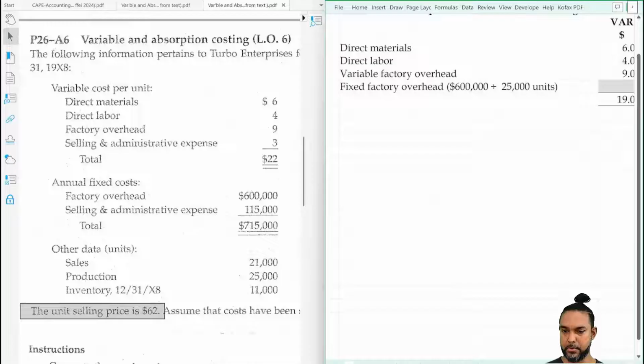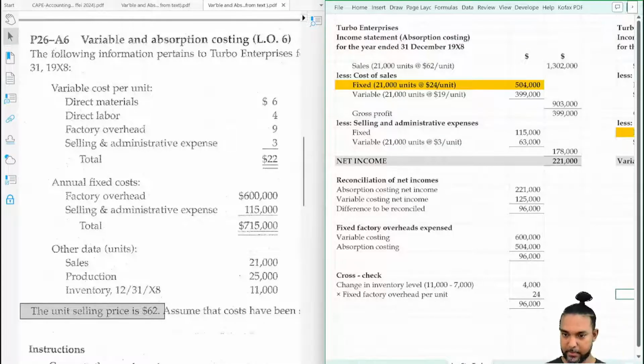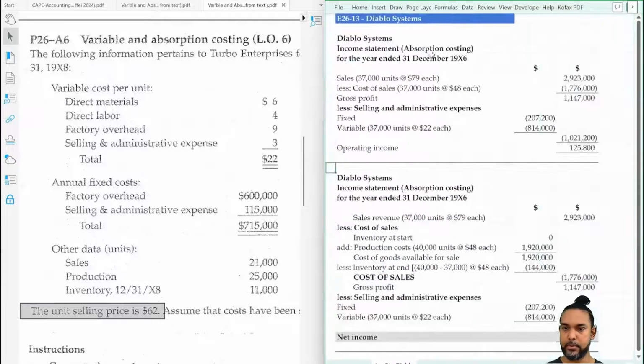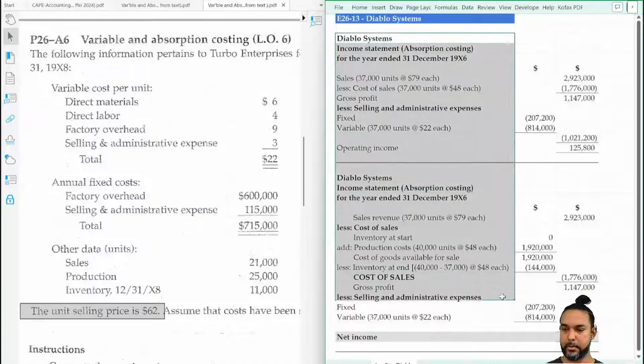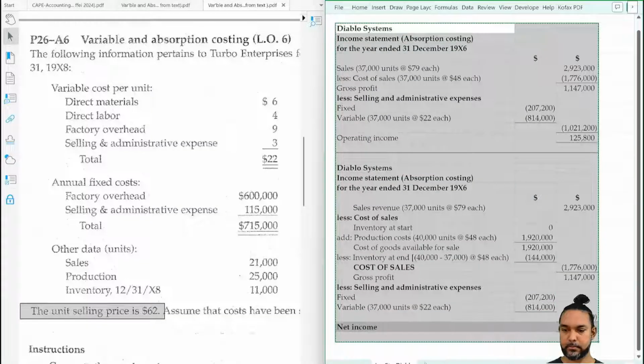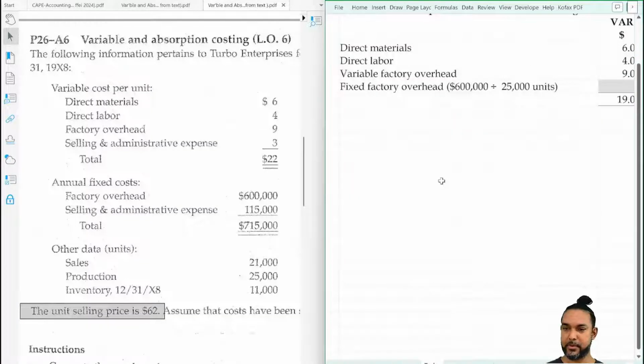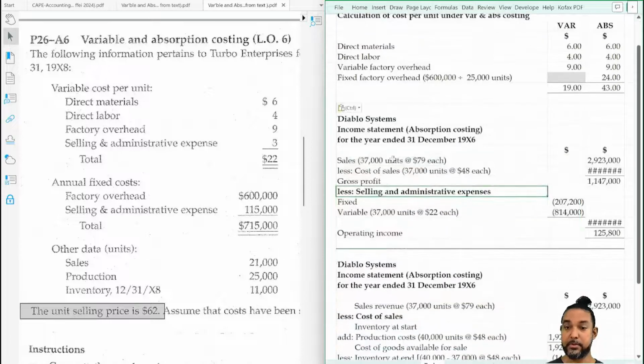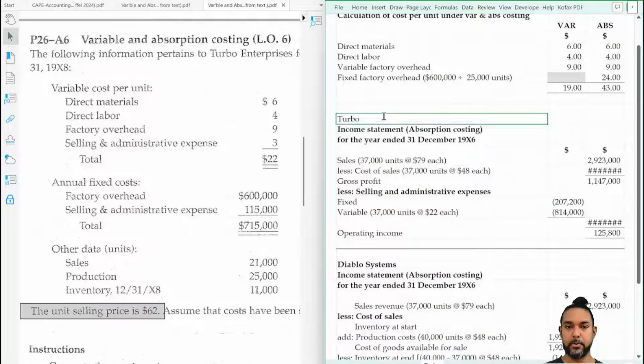Okay, cool. So let's do this. Turbo income statement. I know I should have made this dynamic. Anyhow, didn't do that, so instead I'll take my time and get through it. Right, so we're talking about Turbo Enterprises, income statement and absorption, 19x8. Okay, cool.